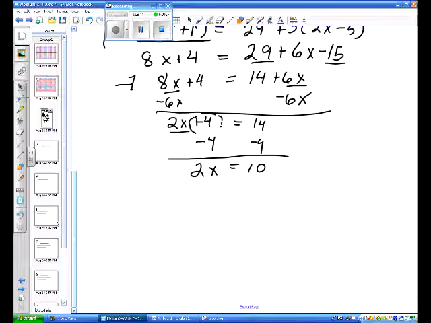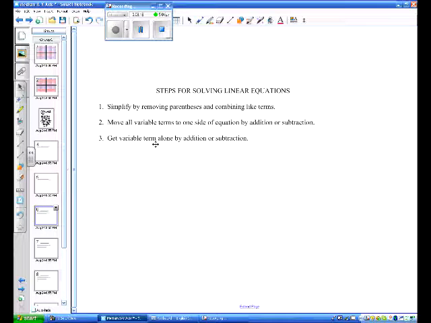So we went through and we got our variable term alone by addition or subtraction. So we got our variable terms on one side, then we got our variable term alone.